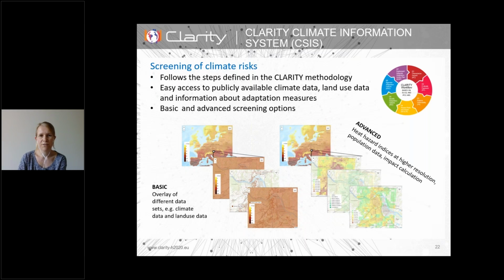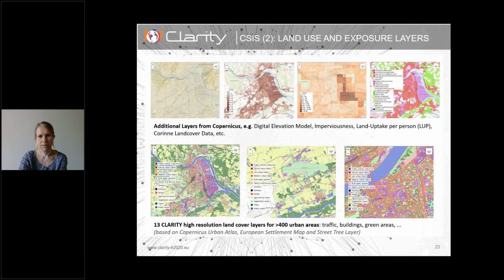So the Climate Information System now guides the user through all these steps, and it provides an easy access to publicly available climate data, use data, and information about adaptation measures. And as mentioned before, it's possible to perform a basic and advanced screening. For both screening options, there are the climate indices and additional data sets that you can see here.